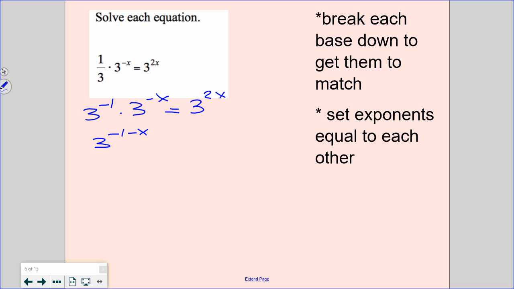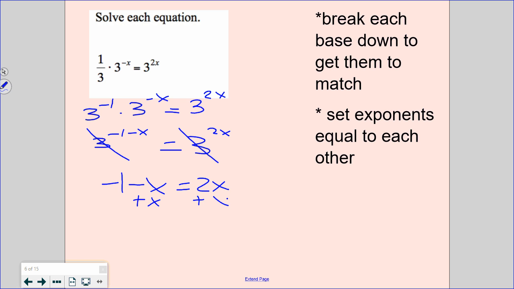I can't combine them. And that equals 3 to the 2x. What happens with my bases? They cancel, so negative 1 minus x equals 2x. Add your x over. Negative 1 equals 3x. Divide by 3. So x equals negative 1/3.